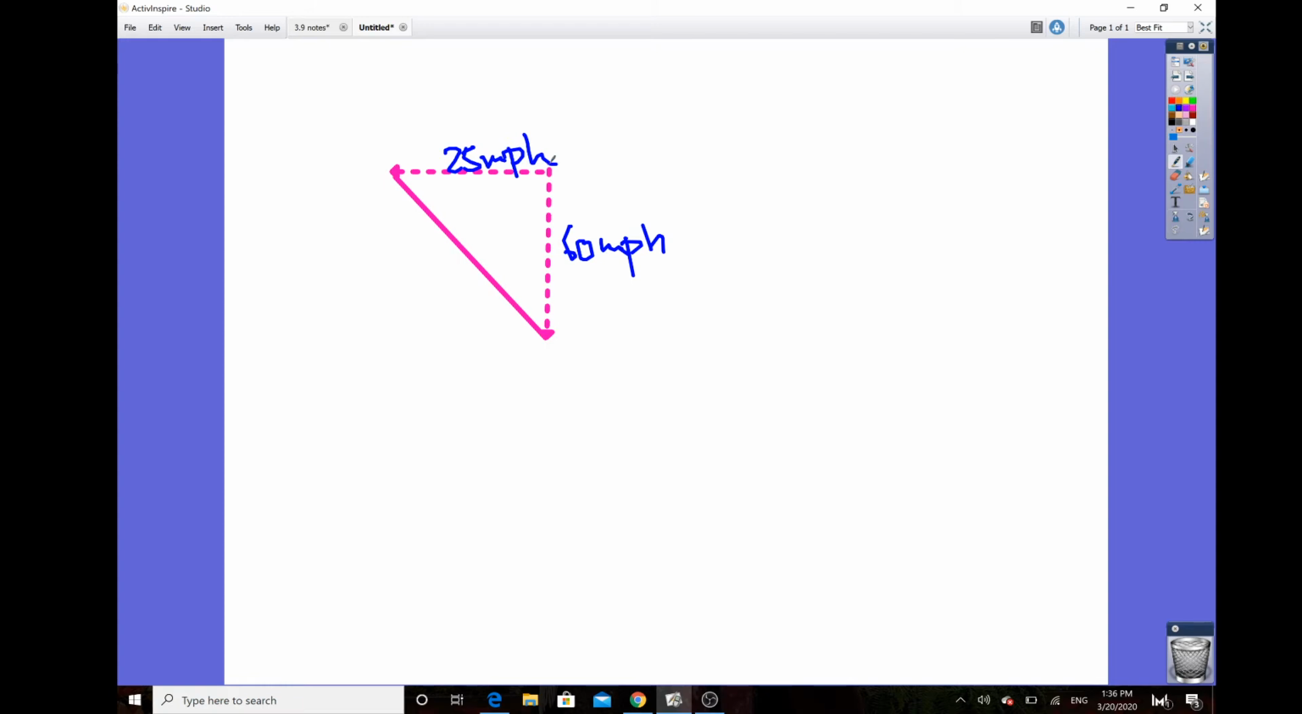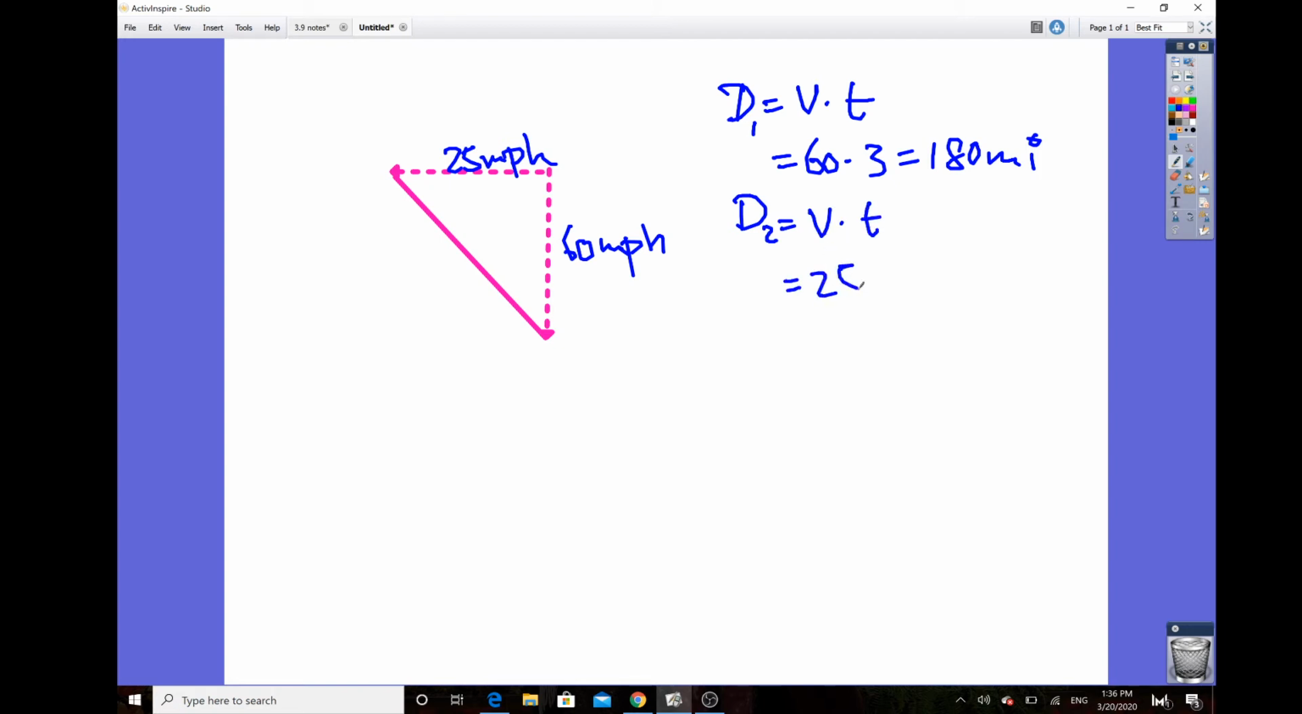So first thing that you want to do, you want to find the distance that each car has traveled. So the first car going down south after 3 hours. We do know that the distance is always velocity times time. So 60 times 3, then you get 180 miles. And then another distance, let's say D1, D2. So 25 times 3, that'll be 75 miles. And then with the information given here, we can find the distance in between those two cars. Because this is a right triangle, we can use the Pythagorean Theorem to find L.